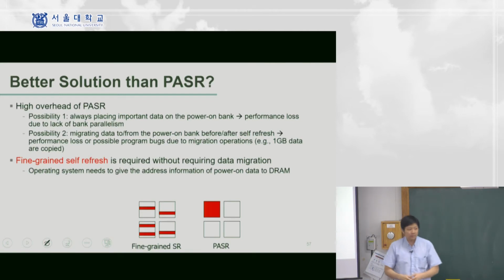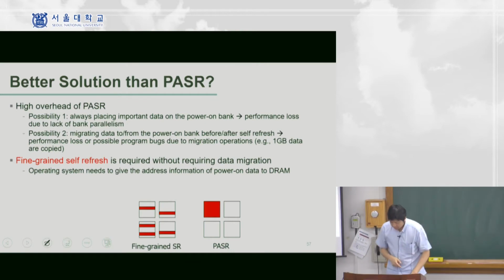Because the first problem is, if you place all this hot or important data in a single bank, there's no bank level parallelism because all the requests go to a specific bank, right? So that's problem 1. What about the second way? The second way is whenever the system becomes idle, somehow we migrate all this live data into 1 bank. And then if it wakes up again, maybe we redistribute this data back to the original place. That's one other thing you could do, right?